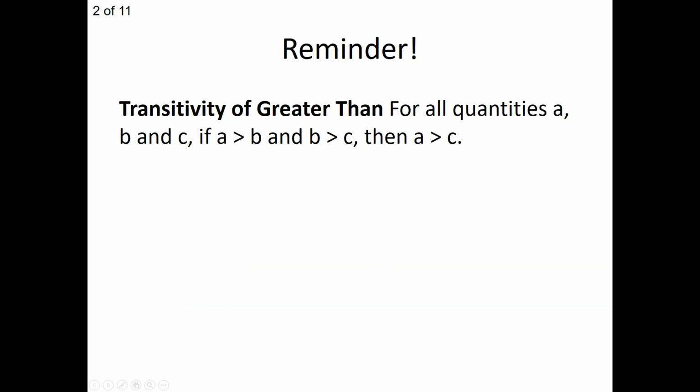Before we get into our Hinge theorem and converse of Hinge today, let me remind you of one very important property that we have with the relationship of greater than. We have the transitivity of greater than, which says that for all quantities A, B, and C, if A is greater than B and B is greater than C, then in fact A is also greater than C. We will utilize this property today when we get into the proof of Hinge theorem.